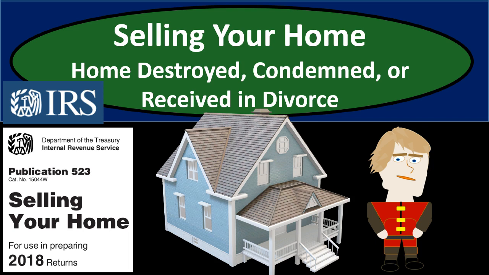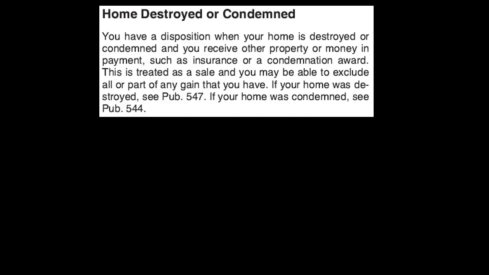In this presentation, we will take a look at scenarios or situations related to a home destroyed, condemned, or received in divorce with relation to tax consequences for selling your home. This information can be found in Publication 523. You have a disposition when your home is destroyed or condemned and you receive other property or money in payment, such as insurance or a condemnation award. This is treated as a sale and you may be able to exclude all or part of any gain that you have. If your home was destroyed, see Publication 547. If your home was condemned, see Publication 554.